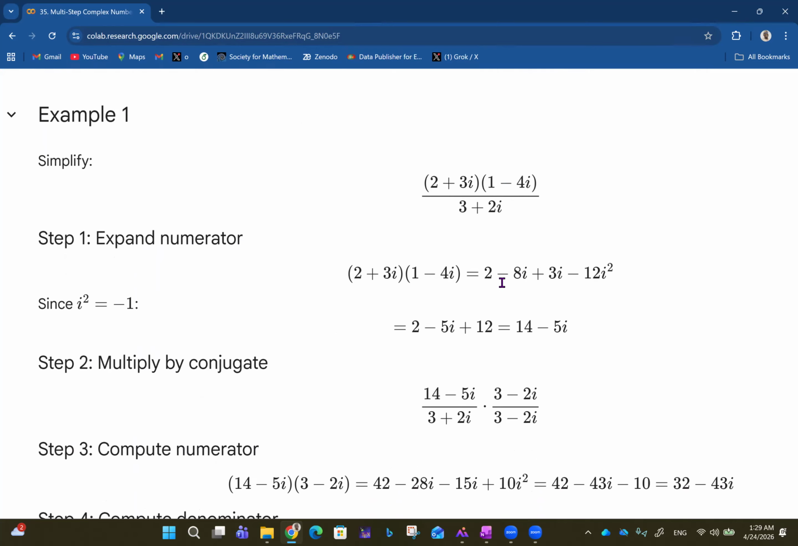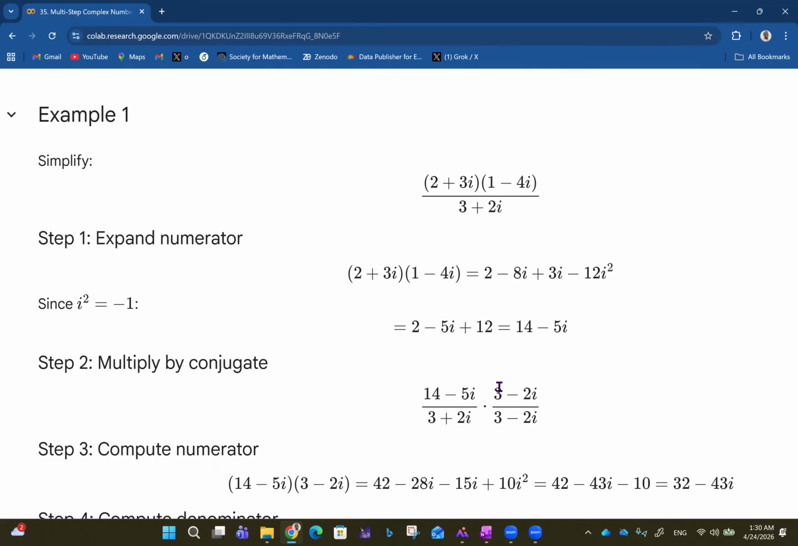That's 2 minus 8i plus 3i minus 12i squared. 2 times 1 is 2. 2 times minus 4i is minus 8i. 3i times 1 is 3i. Then 3i times minus 4i is minus 12i squared. Since i squared is minus 1, you then have 2. You can add this up: minus 8i plus 3i is minus 5i. Then minus times minus 1, that's plus 12. So 2 plus 12 is 14. You have 14 minus 5i.